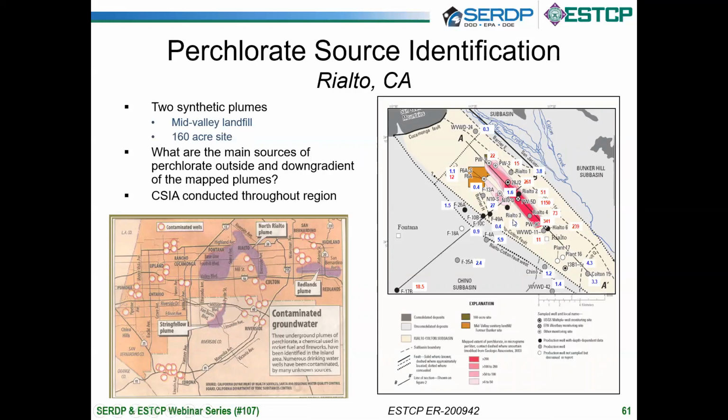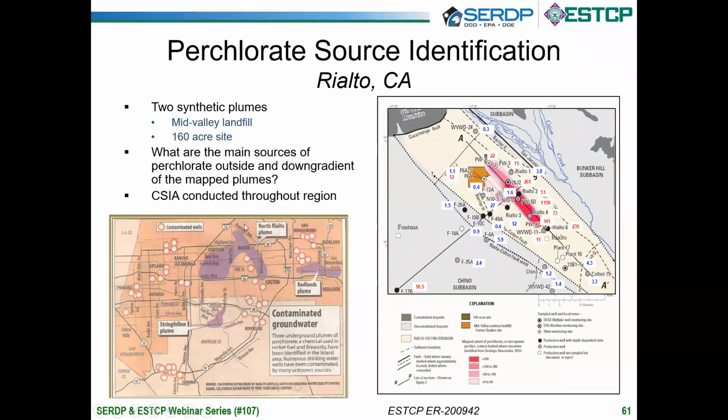wells that were contaminated down in this area to the southeast, and then across a couple of faults down in the Chino subbasin. These are concentration data down to the southwest. And there was an interesting newspaper article which showed this plume. Now, the direction of groundwater flow is in this direction. So here is the Rialto plume.